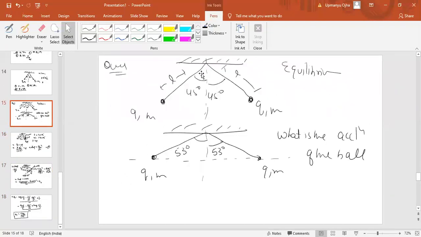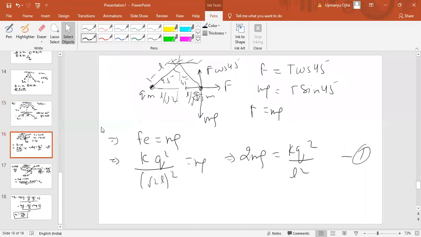So I'll repeat again that we have two balls of mass m, charge q. These two balls are in equilibrium at an angle of 45 degree from the vertical. Now we are slightly displacing the point charges to an angle of 53 degree from the vertical, and then we are releasing the ball at that particular point. You have to find the acceleration at that instant when we release the ball at an angle of 53 degree from the vertical.